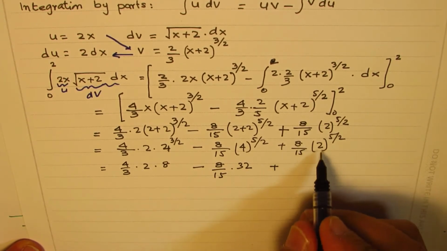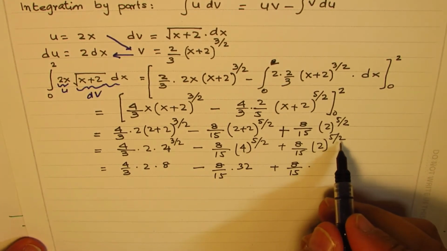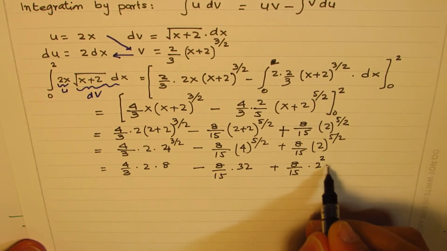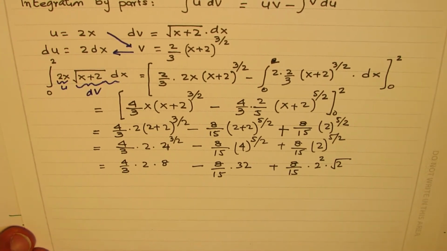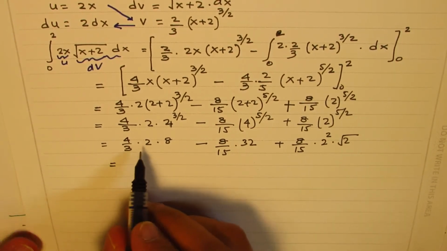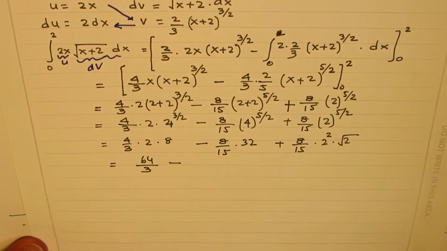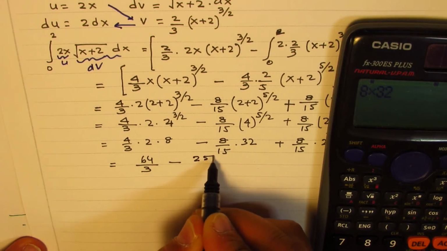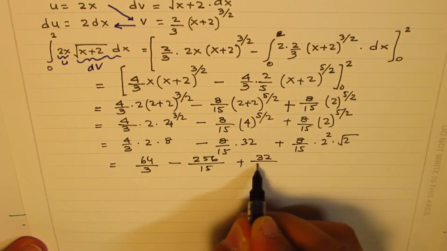Okay. Plus here we have 8 over 15 times, you could write this as 4, right? 4 plus 1, so 2.5, right? So it is 2 square times square root of 2. Okay. That is 5 over 2, right? So you could write like this. So let's simplify this further, which we get 8 times 8, 64 over 3 minus, let's use calculator, 8 times 32, 256 over 15 plus 4 times 8, 32 over 15 square root 2.